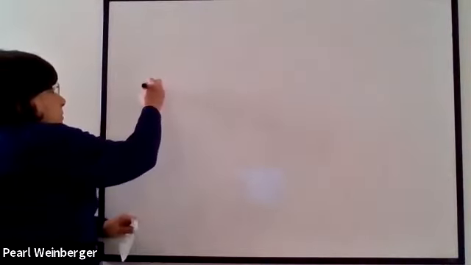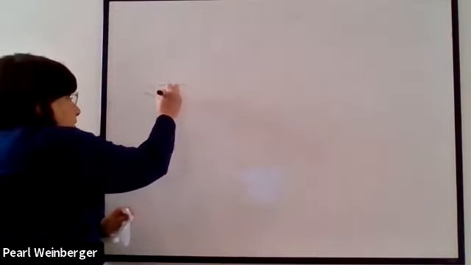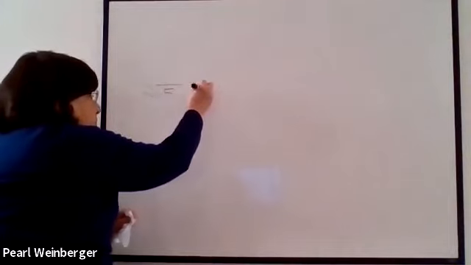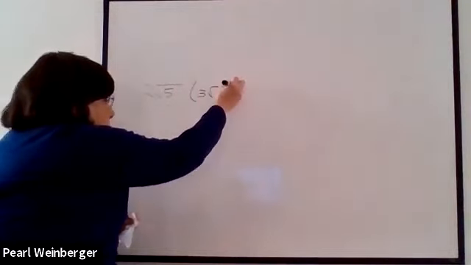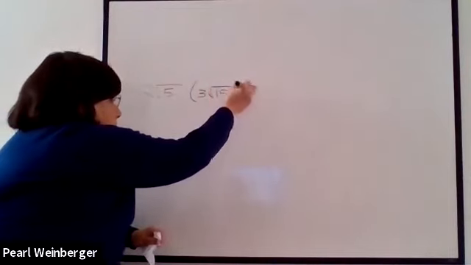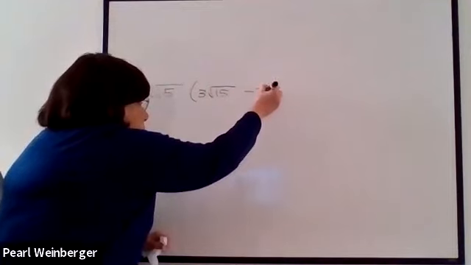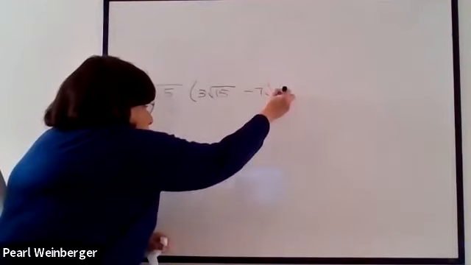Suppose I have something like this. 2 radical 5 times 3 radical 15 minus 7 radical 2.